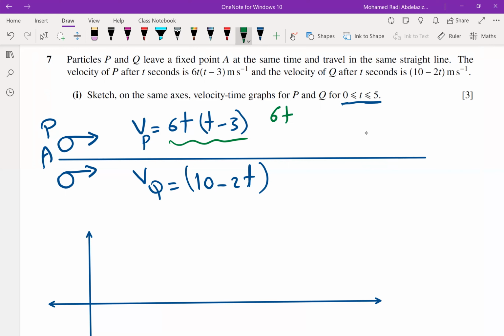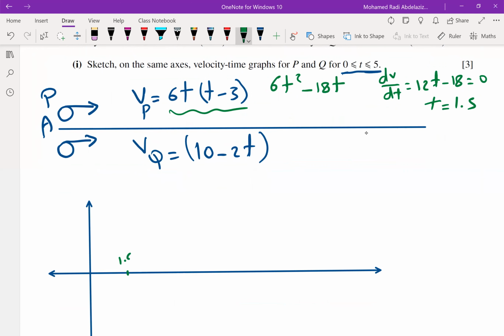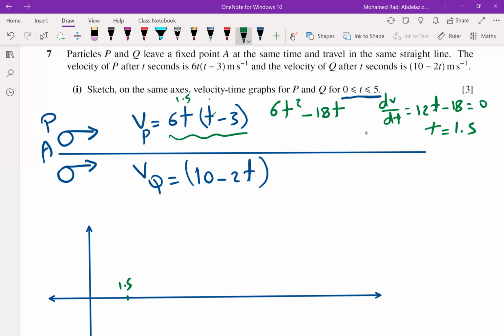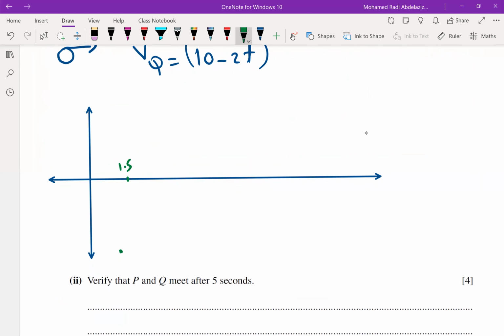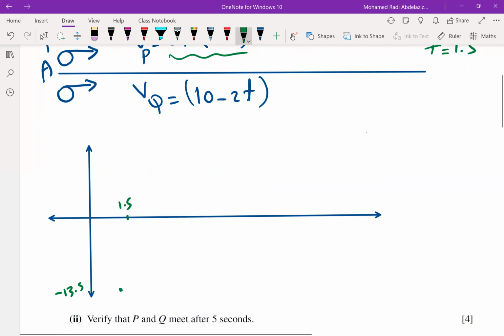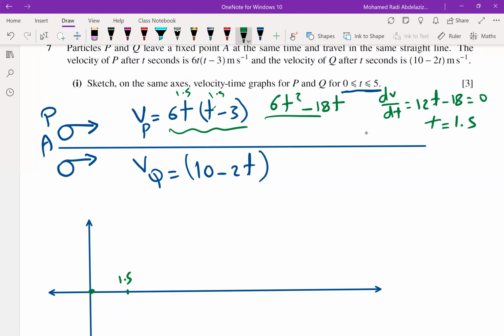If you expand, it will be 6t squared minus 18t. To get the derivative, dv by dt is equal to 12t minus 18, equal to 0. Solve the equation, find the value of t: 18 divided by 12, which will be 1.5. So the turning point will be at exactly 1.5. You can find the y coordinate if you substitute 1.5 in this function, 6 times 1.5 times 1.5 minus 3. So the turning point is at negative 13.5. And the intersection with the x-axis, by substituting, you will get t equals 0 and t equals 3.